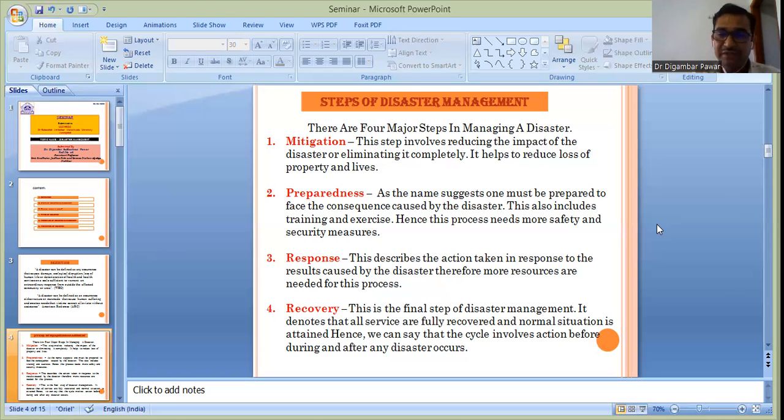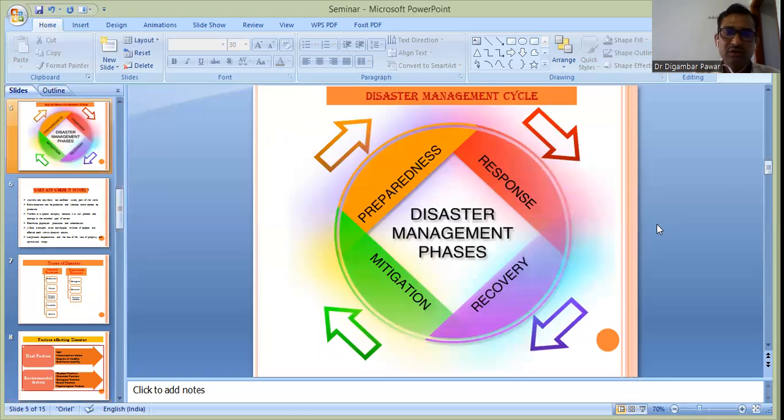And the final step in disaster management is recovery. It denotes that all services are fully recovered and the normal situation is attained. Hence, we can say that the cycle involves action before, during, and after any disaster occurs. These are the disaster management cycles.